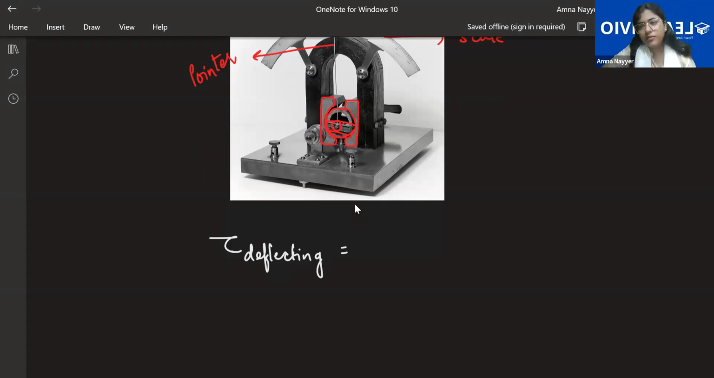So the formula we have studied recently. Just tell me what's the formula? NIAB sin theta. Yes, yes. NAIB. Correct. So torque deflecting will be NAIB.